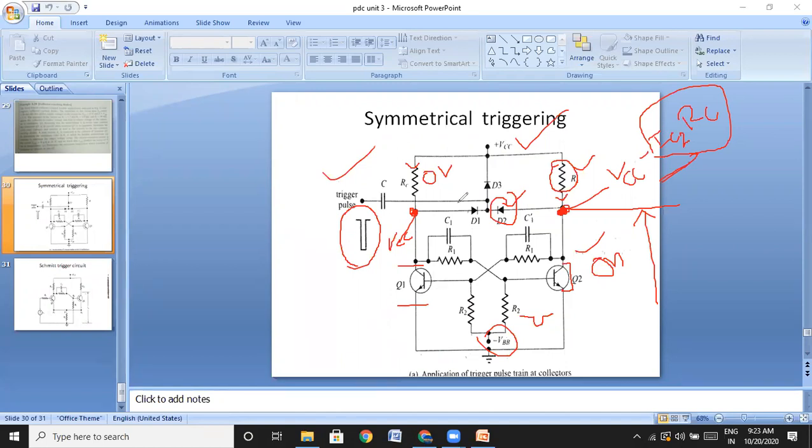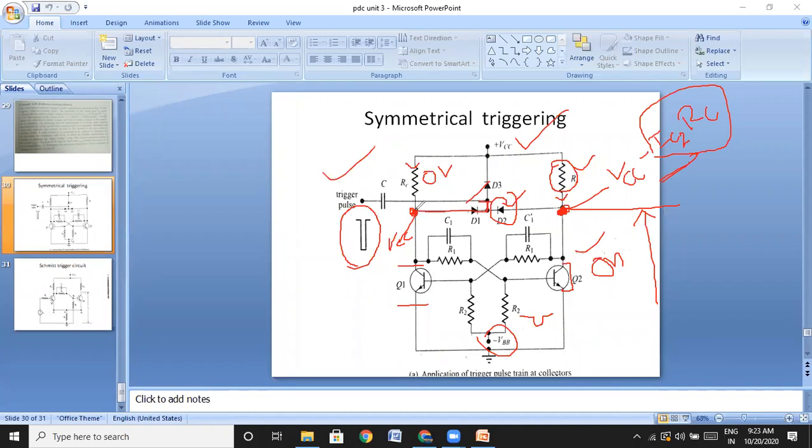Therefore, at this node we have the maximum voltage, and this voltage makes this diode forward biased, because the anode is connected to the higher potential. That makes D1 on. Now, if we apply a negative triggering pulse, it will traverse through D1, because that diode is on.